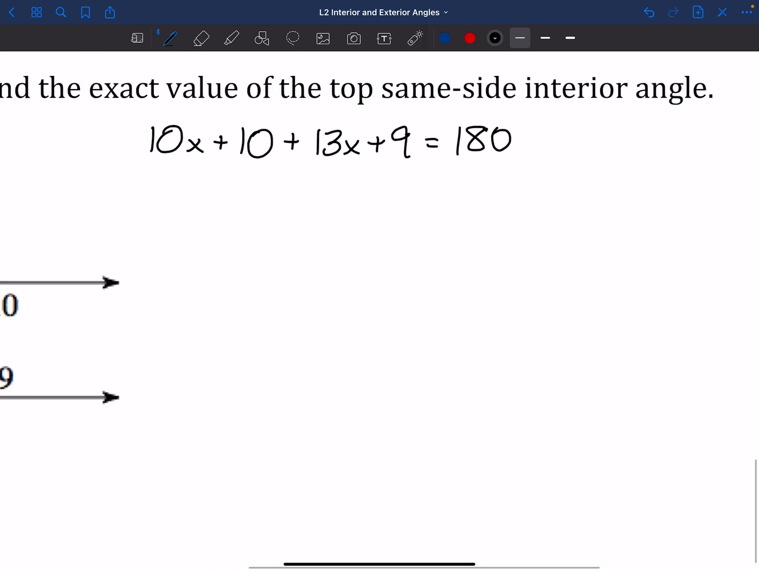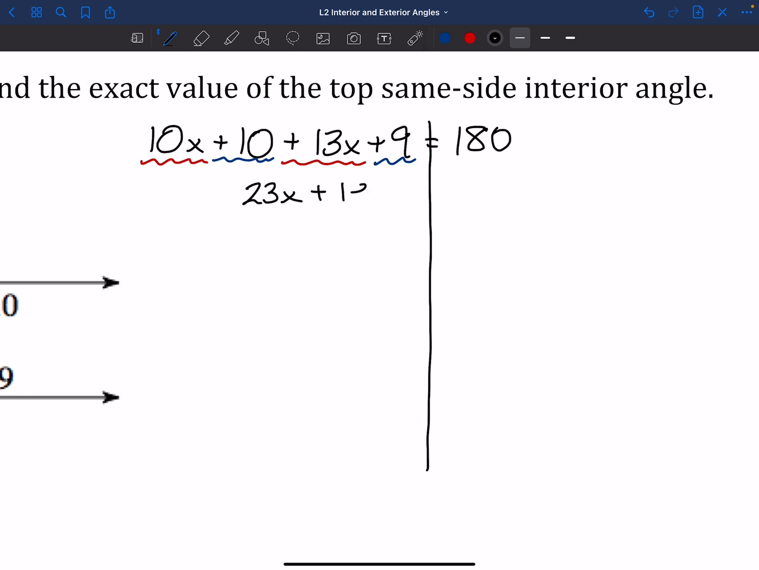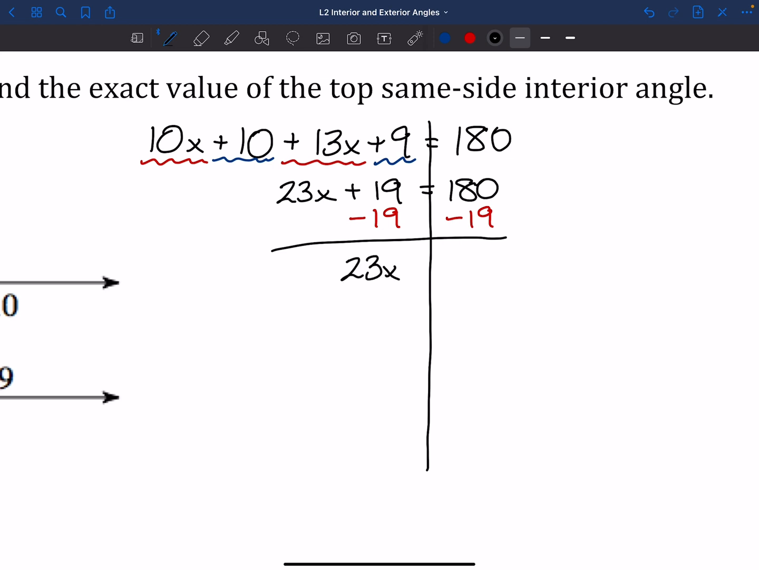So I'm going to zoom in a little bit. We're just going to solve this out, just like we normally would, to figure out what x is. First things first, I've got some like terms I can smush together. 10x plus 13x is 23x. 10 plus 9 is 19. After that, we have all our x's over on the left side. I'm going to move my other numbers, namely that 19, over to the right. So we get 23x equals 180 minus 19, which gives us 161.